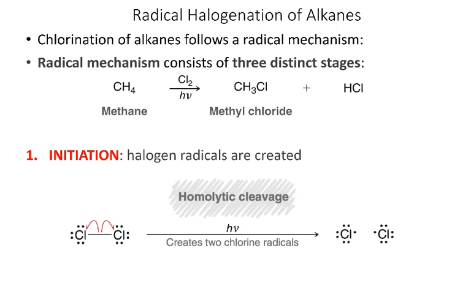And so the first step in radical halogenation is an initiation step. Right, and so it's the creation of the halogen radicals. So we start with our halogen molecule, we hit that with a high energy photon, and then that creates two chlorine radicals.